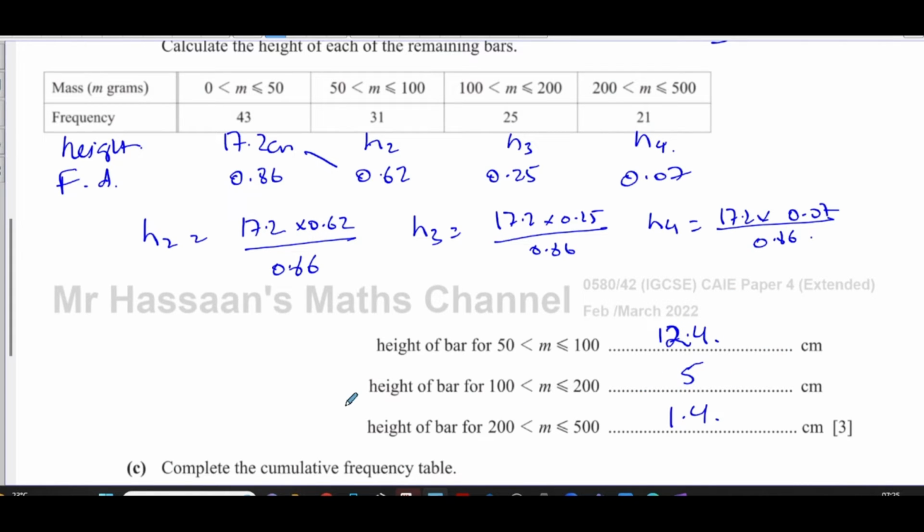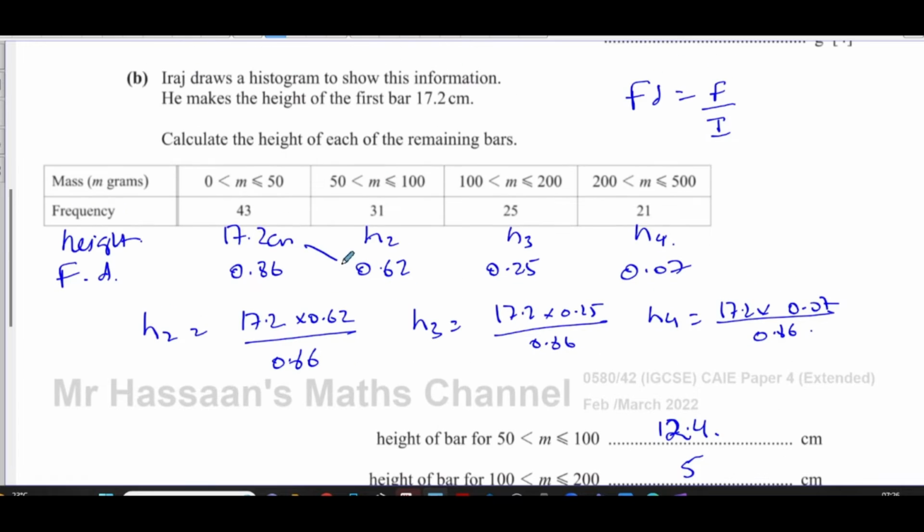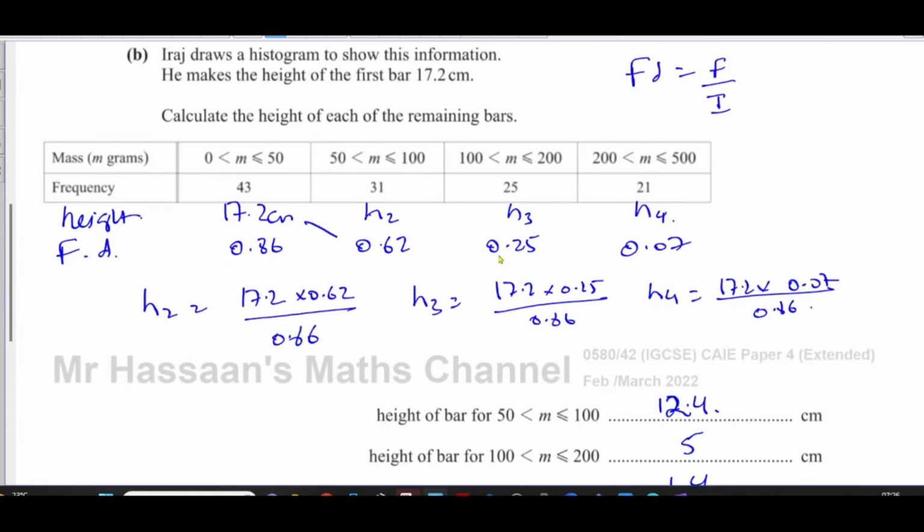So that's simple as that. It's just using basic proportion, remembering it's not the frequency which determines the height, it's the frequency density which determines the height. So the height is proportional to the frequency density, so we can use the proportion that these give us to find out the heights of the other 3 bars. Okay, so there's part B done.